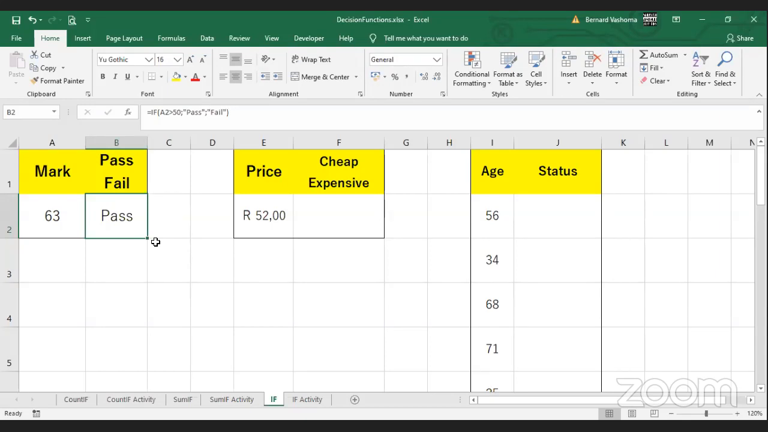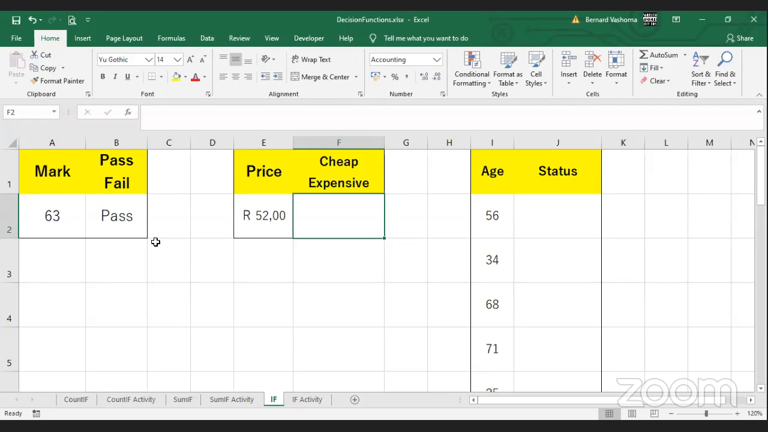All right. So now let's try another one. We have another situation there. There is a price in E2, right? And we want to display the message cheap or expensive, right? But for us to have that, we need to come up with a condition first. And our condition can be: if something is less than 25 Rand in the shop, it's cheap. If it's more than 25 Rand, it's expensive.